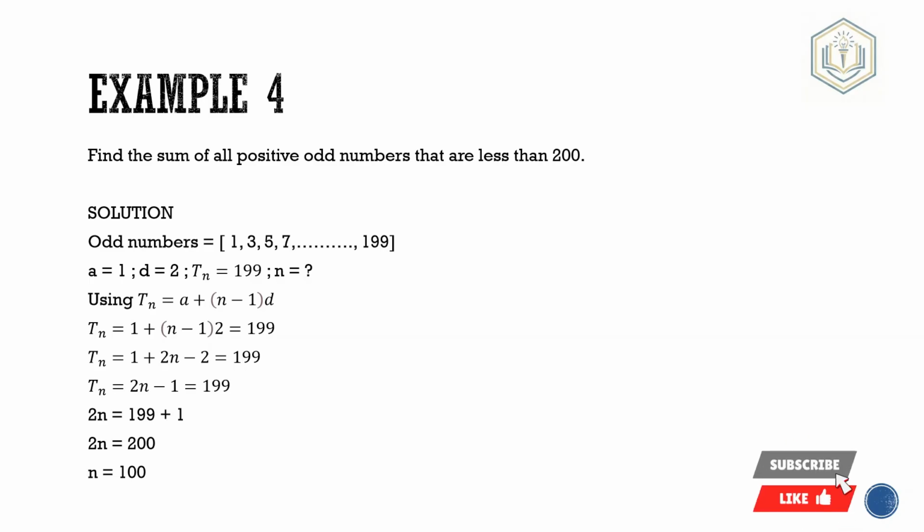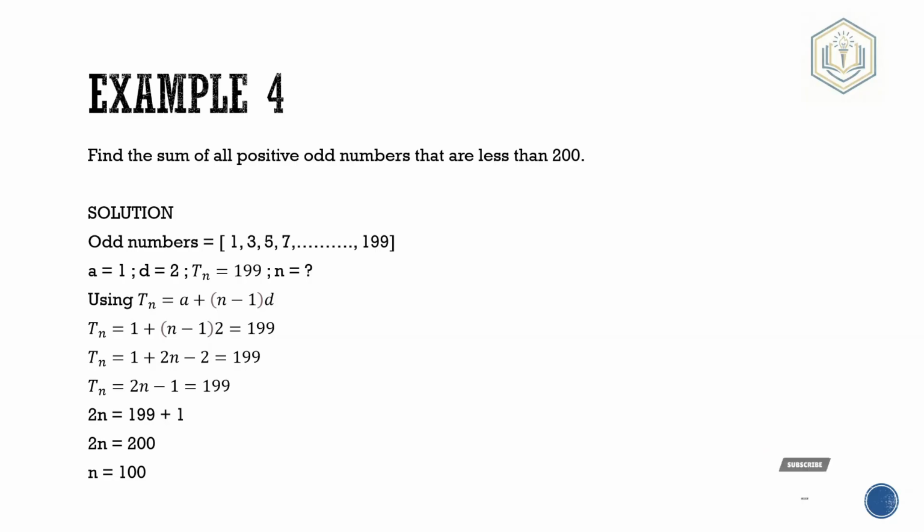So you now have 1 plus (n minus 1) times 2, which gives 1 plus 2n minus 2 equals 199. When you collect like terms, minus 2 plus 1 will still give you minus 1. So you have 2n minus 1 equals 199.